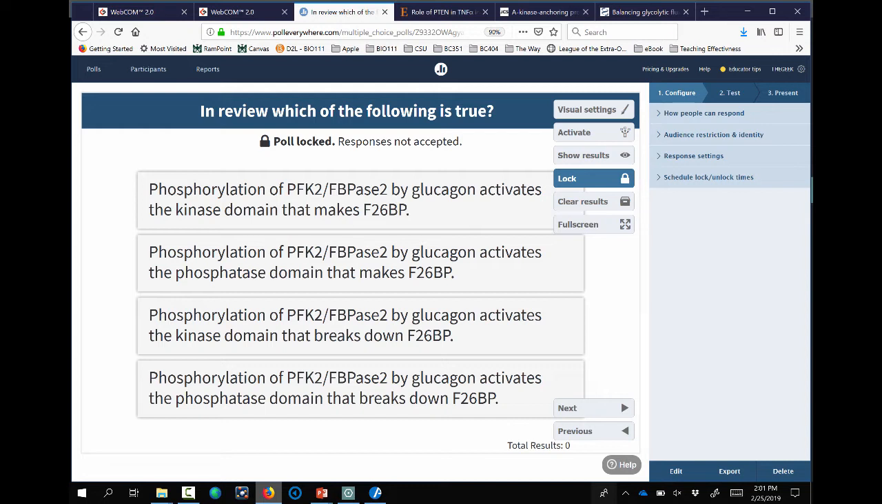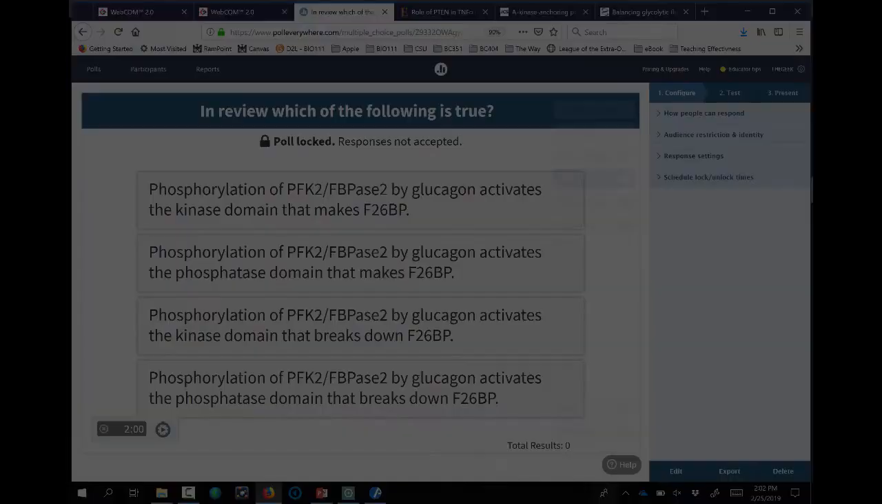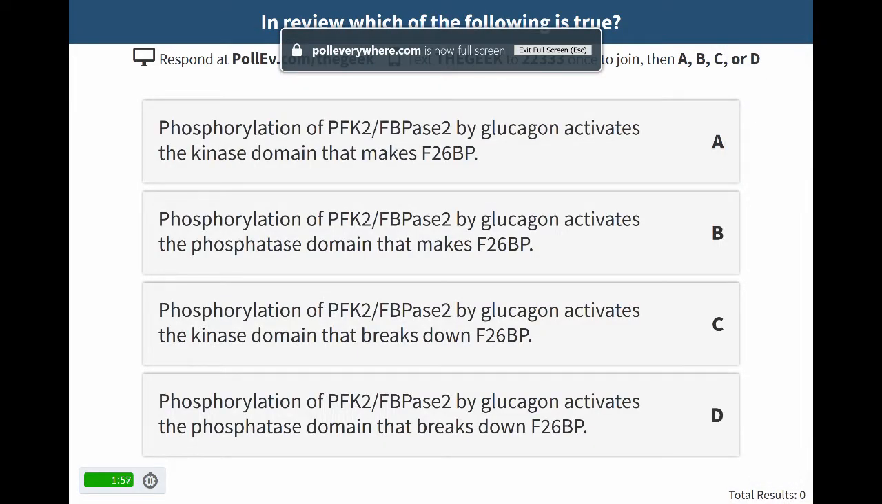So in review, which of the following is true? Phosphorylation of PFK2/FBPase2 by glucagon activates the kinase domain that makes F2,6BP. Phosphorylation of that activates the phosphatase domain that makes F2,6BP, or phosphorylation by glucagon activates the kinase domain that breaks it down, or activates the phosphatase domain that breaks it down. Okay, so what do you think? Go back and look at your notes. I think I'm going to give you 2 minutes for this one. Get engaged in this, and then we'll do a little review and head into new material. On your marks, get set, go. Okay, 2 minutes. What do you think?